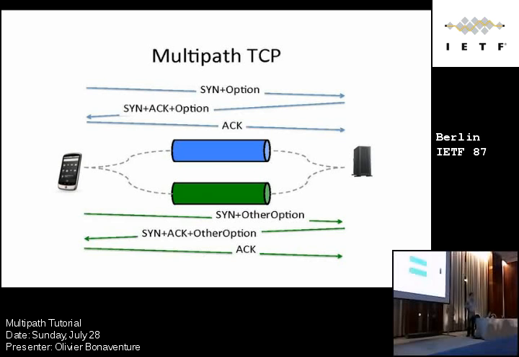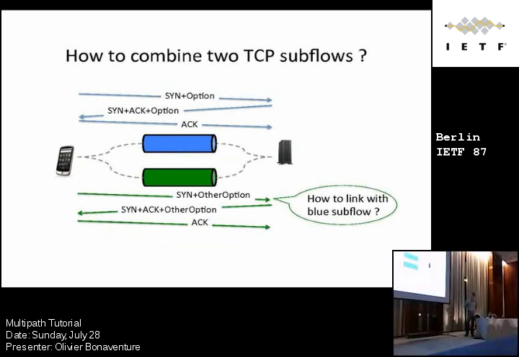To be able to do that, I need a way for the client to tell the server that this green subflow I'm trying to establish is related to the blue multipath TCP connection, not to another multipath TCP connection that I have already established with you. So how can I link two subflows together? How can I link the green subflow with the blue multipath TCP connection?